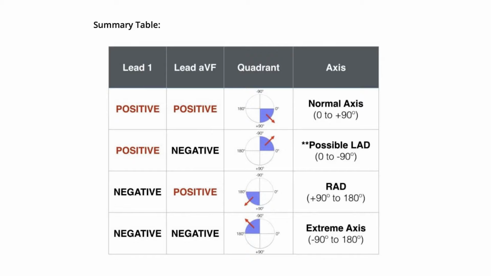One up, aVF down, you're going to be left axis. Flip that where one is down and your right thumb is up, you're going to be right axis. And if they're both down, that's your extreme axis.